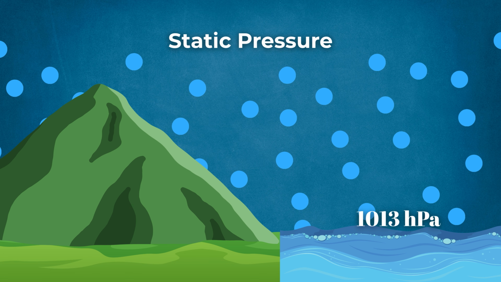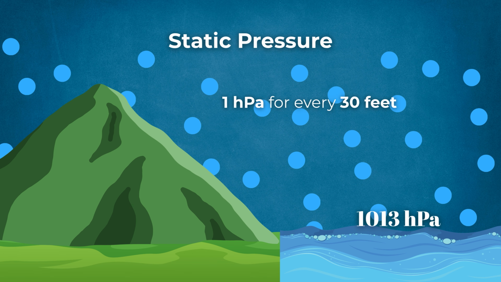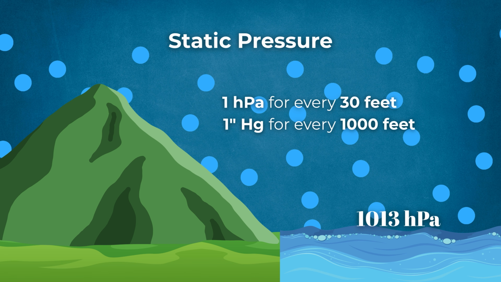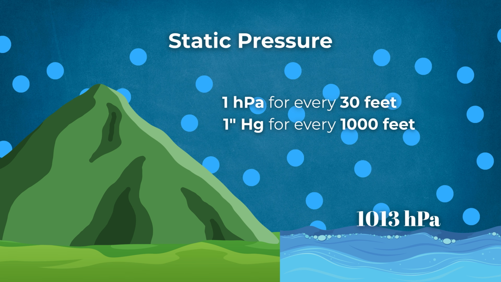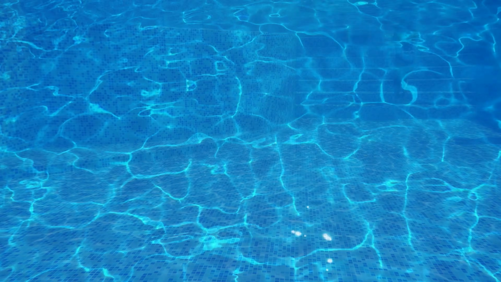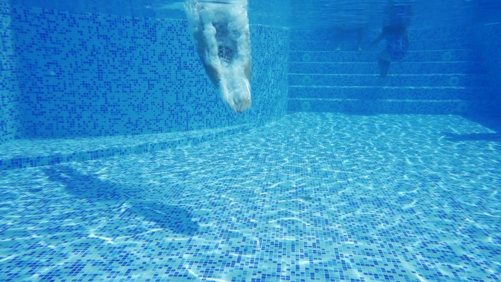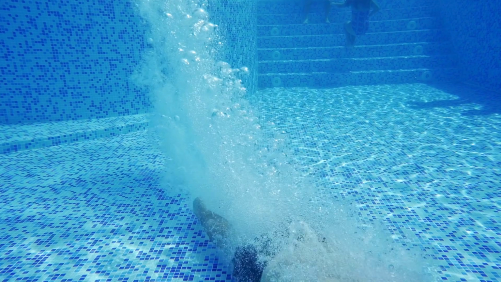On average, static pressure drops by 1 hectopascal for every 30 feet of altitude gained, or drops by 1 inch of mercury for every 1,000 feet of altitude gained. This behavior isn't unique to air. It also occurs in fluids like water. In a swimming pool, for example, you'll feel more pressure the deeper you go. That change in pressure is similar to how static pressure decreases with altitude in the atmosphere.